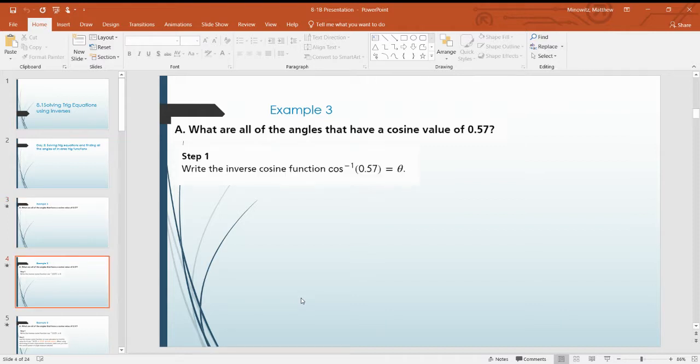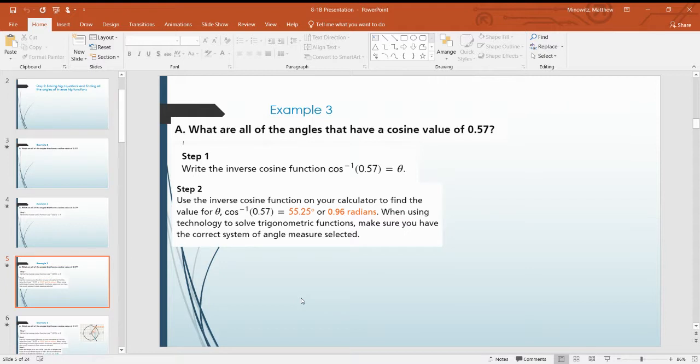So step 1, I want to find the inverse cosine of 0.57 to find an angle. My calculator will always give us one angle. Depending on whether we're in degree mode or radian mode, the problem will say either find the angle in degrees or find the angle in radians.